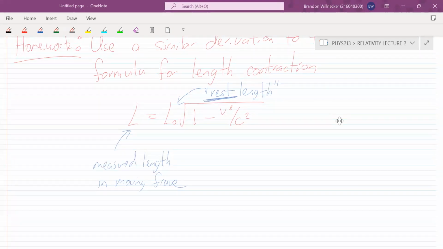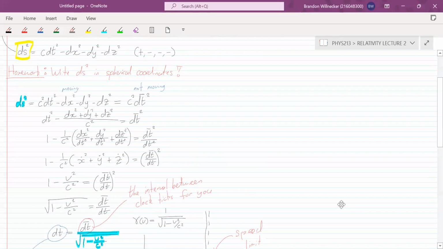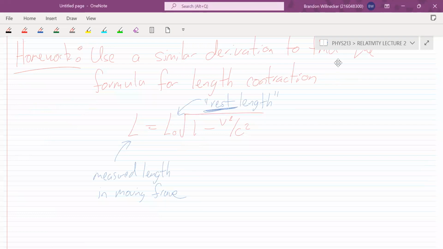So we get this formula here for length contraction. We see as the velocity increases, this length is going to get smaller, hence length contraction. I'm going to leave that for homework. Just follow the same steps as we did for time dilation, except we're not solving for dt and dt bar. Here we are looking at some length interval like dx, so dx and dx bar, for example. Some interval of length, not an interval of time. So that's going to be for homework.